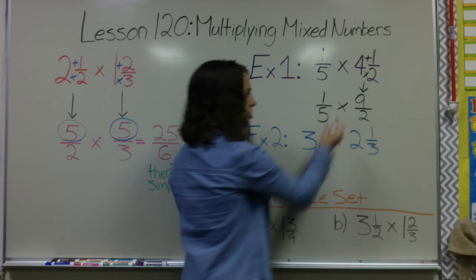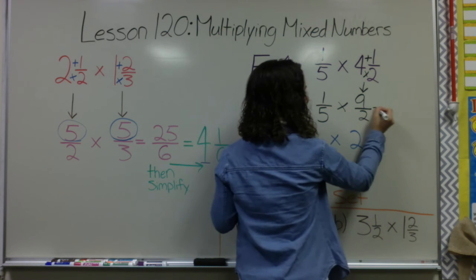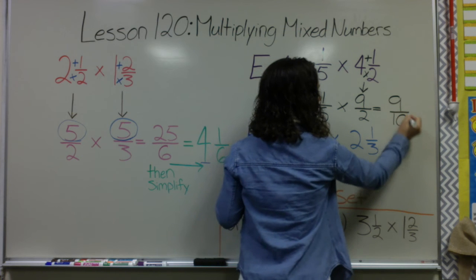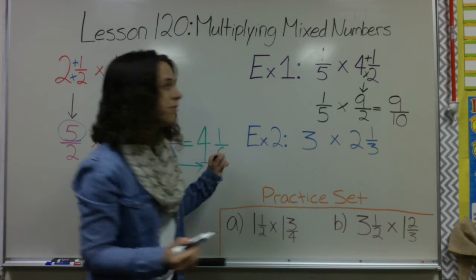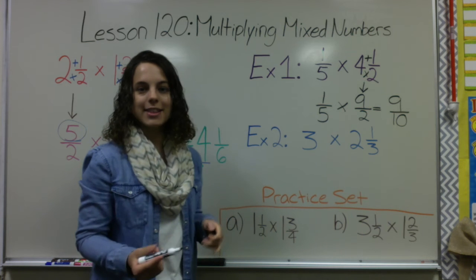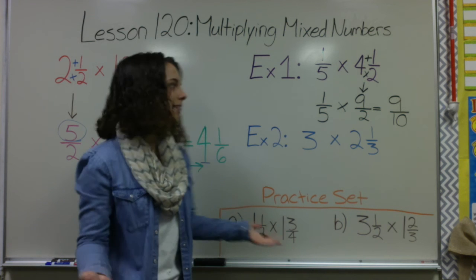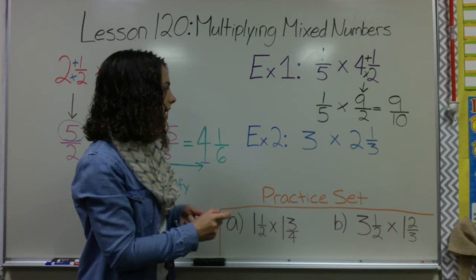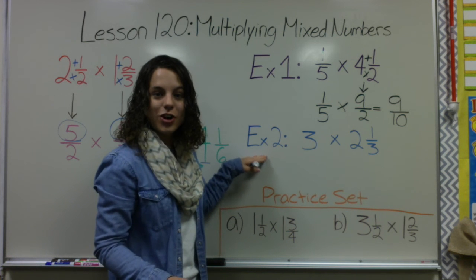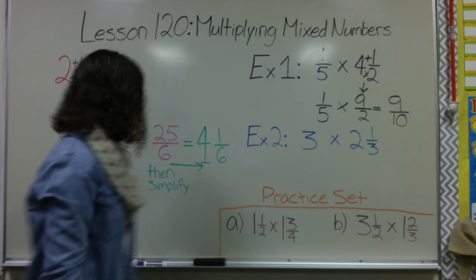1/5 times 9 over 2, well, 9 times 1 is 9, and 5 times 2 is 10. So the product of 1/5 and 4 1/2 is 9/10. I can't reduce it, and it does not need to be simplified. Example 2, I'd like you to go ahead and try this on your own to see what you can do.